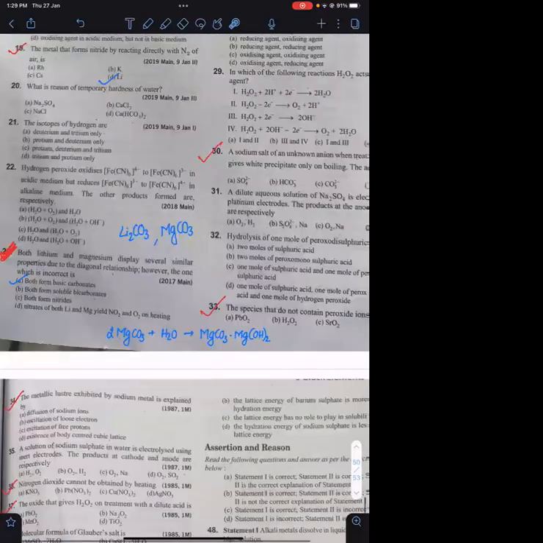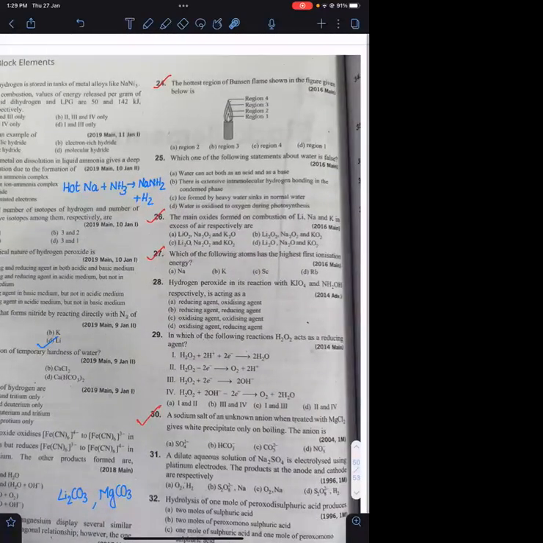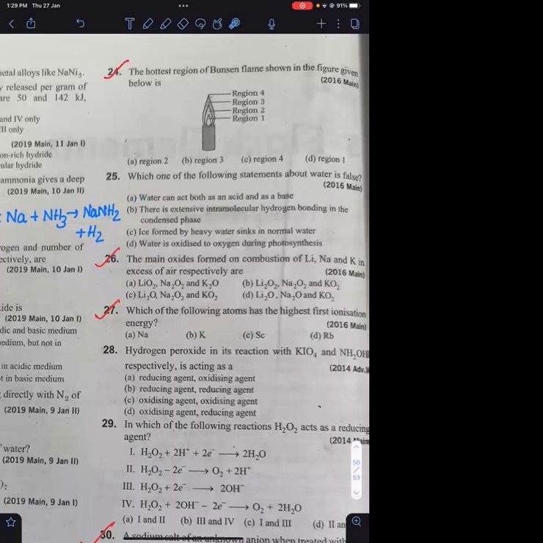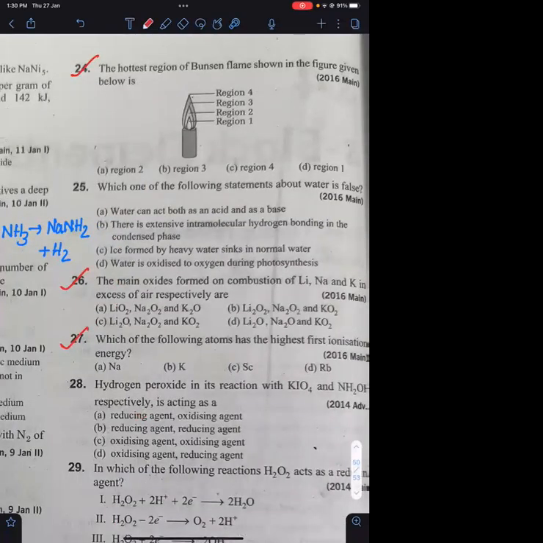Okay, 24th. What do you think the answer is? 24th. D, option D. ऑप्शन डी रीजन 1. क्यों रीजन 1 पास में लग रहे इसकी वजह से क्या? That's not the answer. The answer is region 2. Okay, the answer is region 2. It is the hottest. And यहाँ पे आपको different regions के लिए Bunsen burner में there is some categorization.